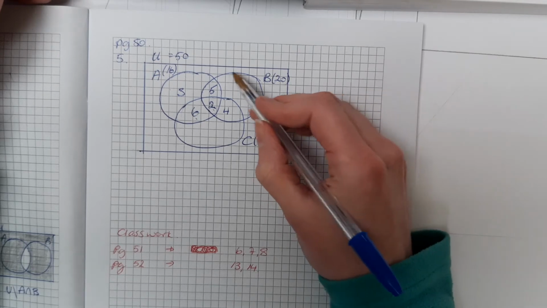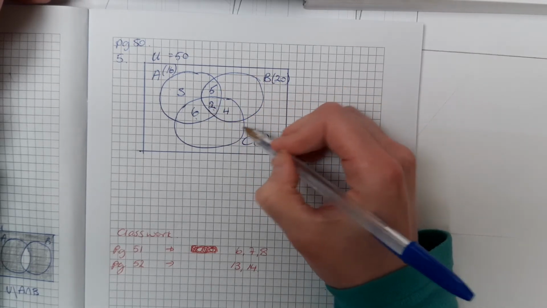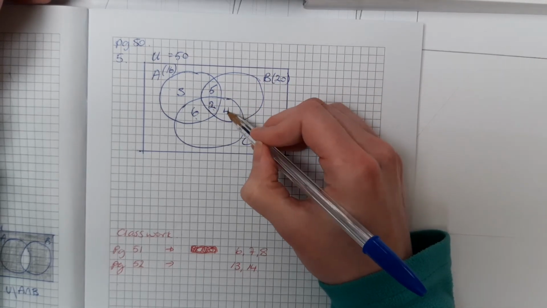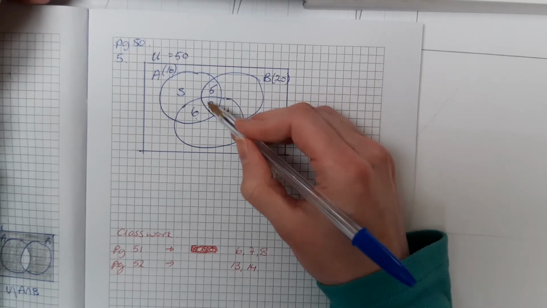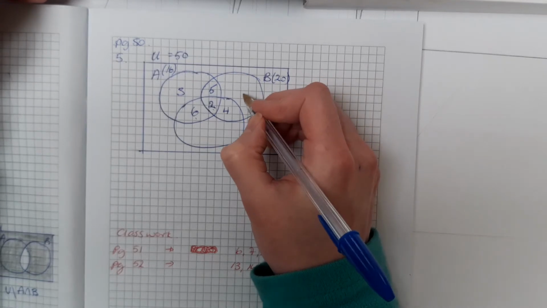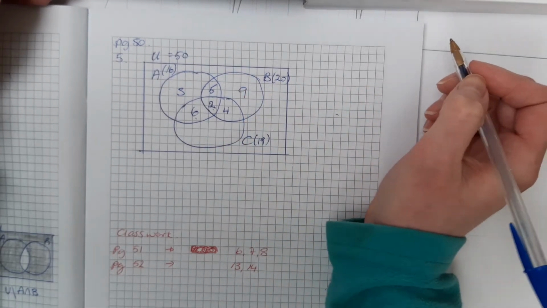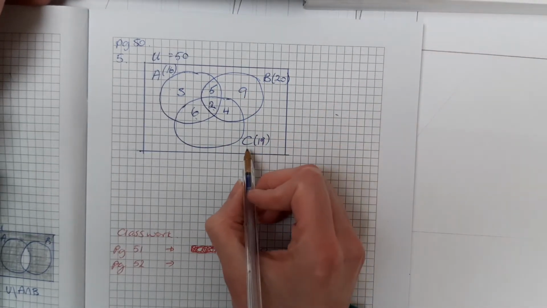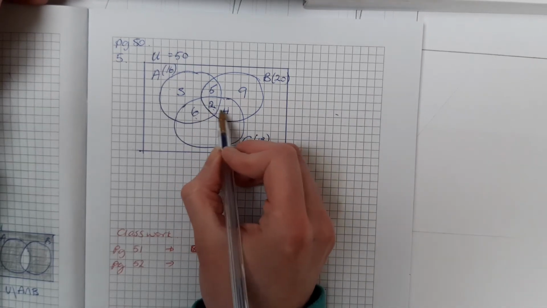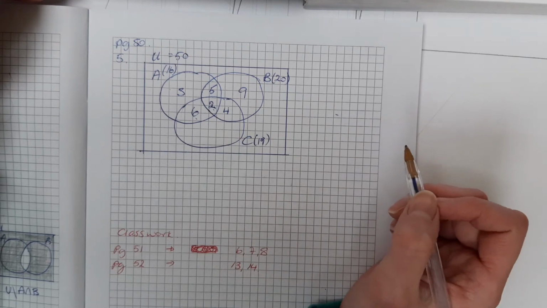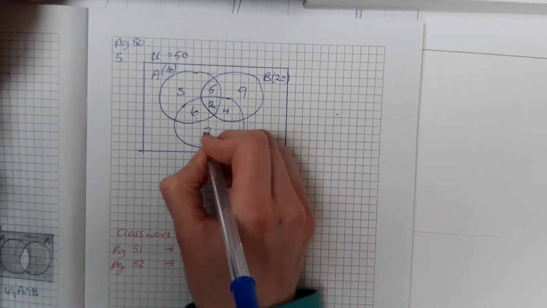Okay, so I need my total to add up to 20 for B. 5 and 4 is 9, and 2 is 11 out of 20. To make up the 20, I need 9. And the last one there, the C has to add up to 19. So I've 6 and 4 and 2 is 12. 12 minus 19 is 7.